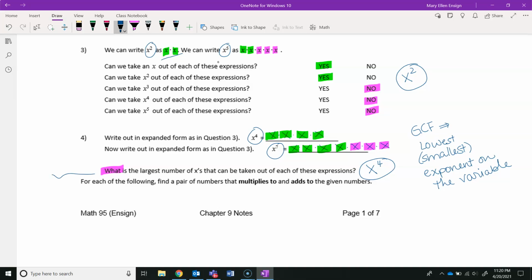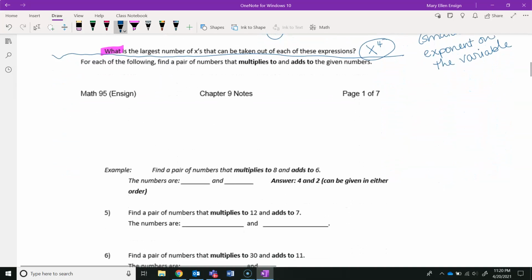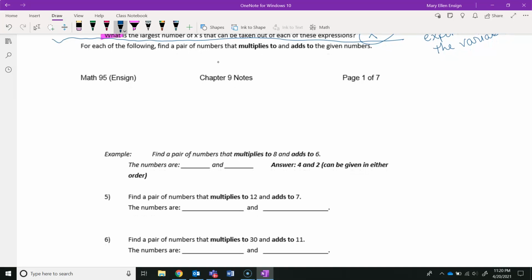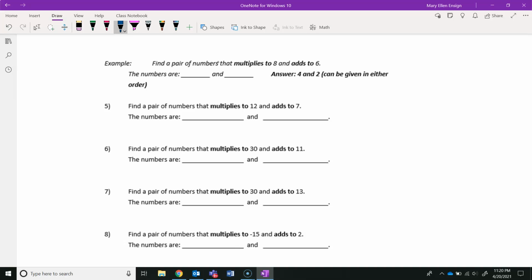Okay, now this line right here, this sentence for each of the following, that's supposed to be on the next page. There was just a spacing issue apparently here. So we want to find a pair of numbers that multiplies to and adds to the given number. So again, we're moving on from the greatest common factor, but this will all get put together in just a few minutes.